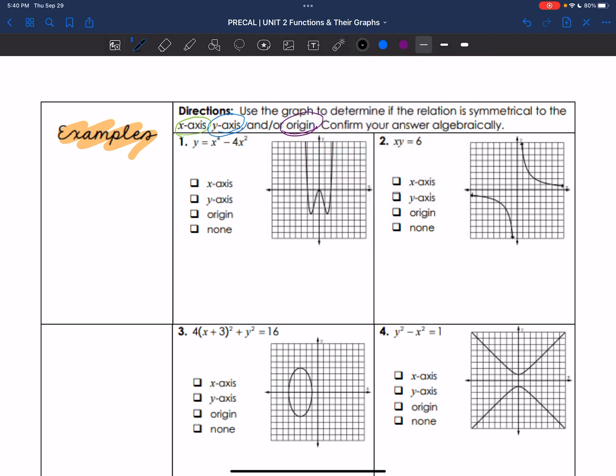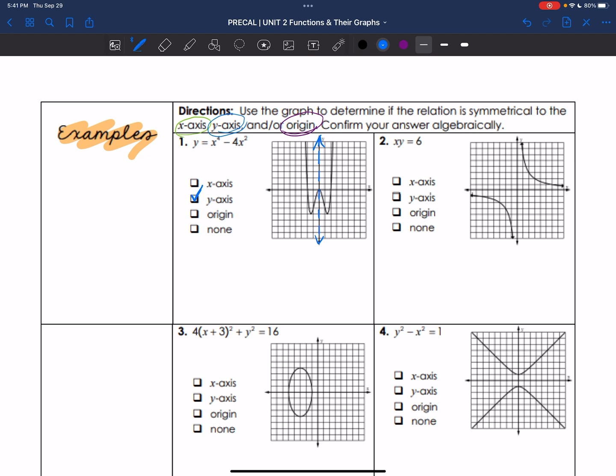So here we go. What kind of symmetry does this graph appear to have? Here is my curve. Where does it seem to be that the line could fold and create two symmetrical pieces? Well, if you said the y-axis, you are absolutely correct. That y-axis is where we could fold and see the same on either side. Now let's check that algebraically.